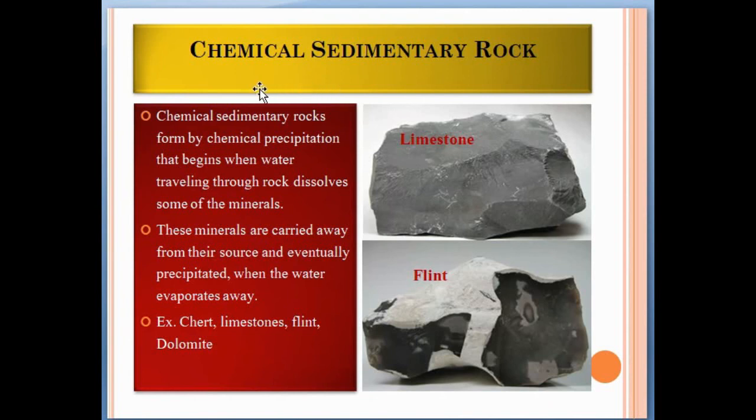The second one is chemical sedimentary rocks. Chemical sedimentary rocks are formed by chemical precipitation that begins when water traveling through rocks dissolves some of the minerals. These minerals are carried away from their source and eventually precipitated when the water evaporates away. Examples are chert, limestone, flint, and dolomite. See, this is the limestone and this is the flint.